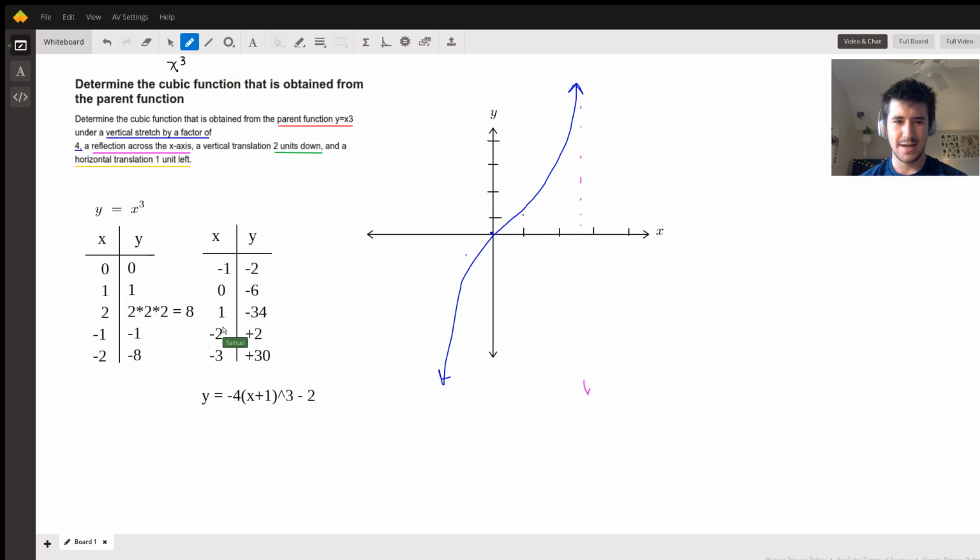All right. Sorry, the parent graph was kind of a mess, but I think the function actually looks good, and I hope that helped.